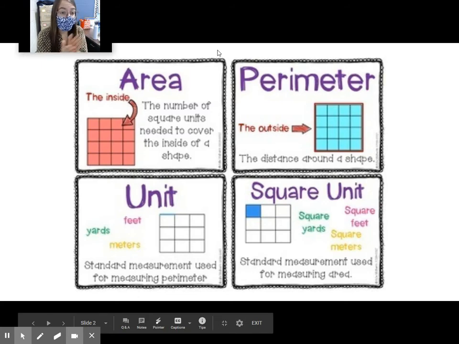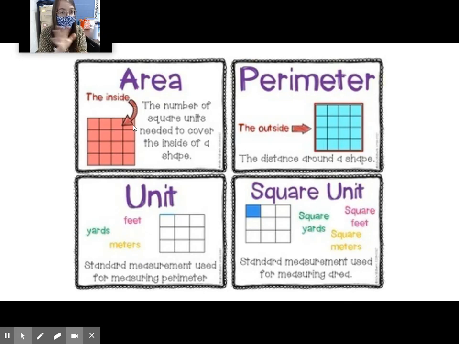So think about area being an array. An array is when we have a bunch of rows and columns, okay? So area makes an array of little boxes across a rectangle or a square. So area is the number of square units needed to cover the entire inside of the shape. I like to think of it like this: area, array, and I know to find the total amount in an array, I multiply. So area, array, multiply. Area, array, multiply.